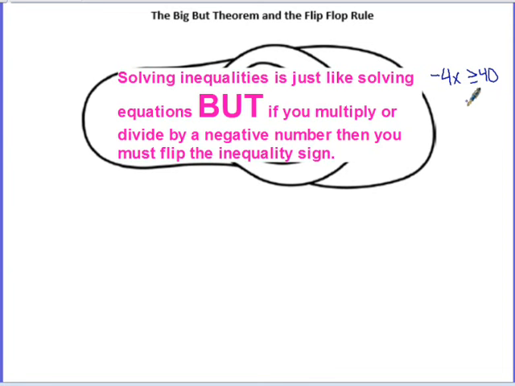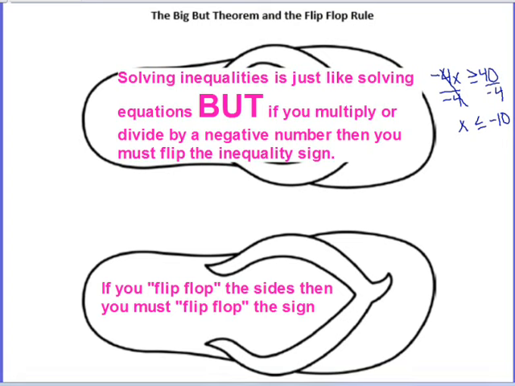You have this example, negative 4x is greater than or equal to 40, in your notes. We're going to solve it just like we solved equations, so I got to get x by itself. To do that, I'm going to divide by negative 4. That part is exactly the same as solving equations. But here's the big but. Because I divided by a negative 4, instead of greater than, I'm going to flip this over and say it's less than, and then 40 divided by negative 4 would be negative 10. So you're going to use the same rules that we did for solving equations to get x, or whatever variable it is, by itself. But you have to remember, if you multiply or divide by a negative number, then you must flip the inequality sign.